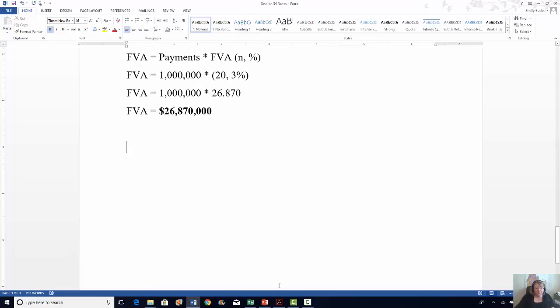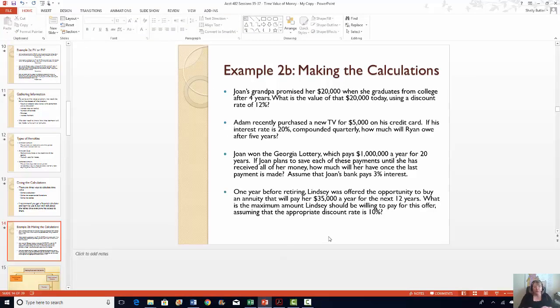Okay. So the very last one. 1 year before retiring, Lindsay was offered the opportunity to buy an annuity that will pay her $35,000 a year for the next 12 years. What is the maximum amount Lindsay should be willing to pay for this offer, assuming that the appropriate discount rate is 10%? So we want to find the highest price she should pay in order to make this investment a good deal.